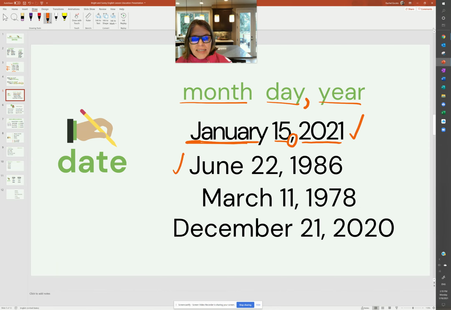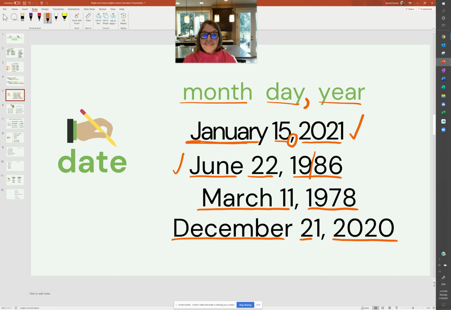So this date is June 22, 1986. We just sort of split it in the middle. 1986. This is March 11, 1978. What's this one? December 21, 2020. That's how we would write these dates correctly.